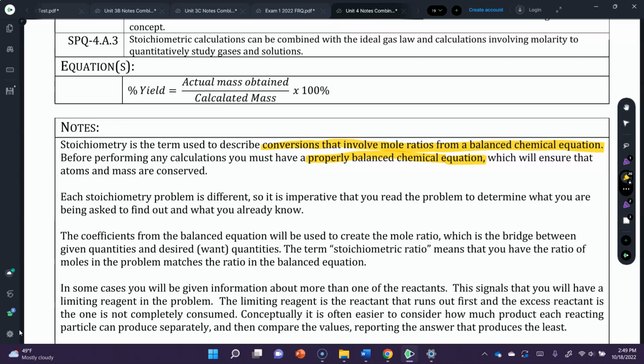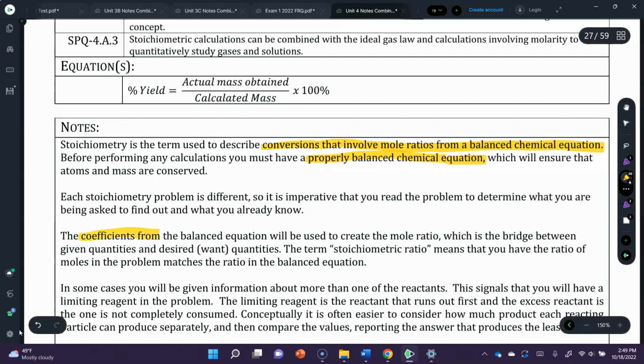There is no way that we can look at every single different iteration of a stoichiometric problem in the span of this class. You have to be able to utilize a specific skill set in order to solve these problems, and we're going to go over those here.